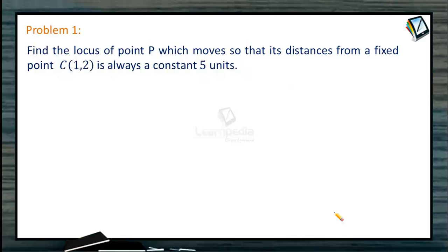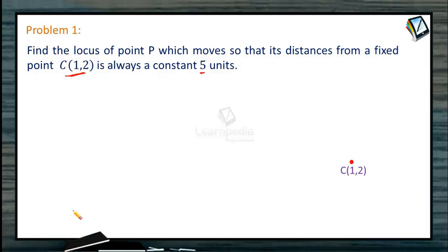We begin with certain problems. Find the locus of a point P which moves so that its distance from a fixed point C(1, 2) always is a constant, which is 5 units. The process of writing or representing this locus in coordinate geometry is that we try to express the path followed by it in terms of an algebraic equation in terms of the coordinates x and y, the distances of a moving point from the two mutually perpendicular lines.